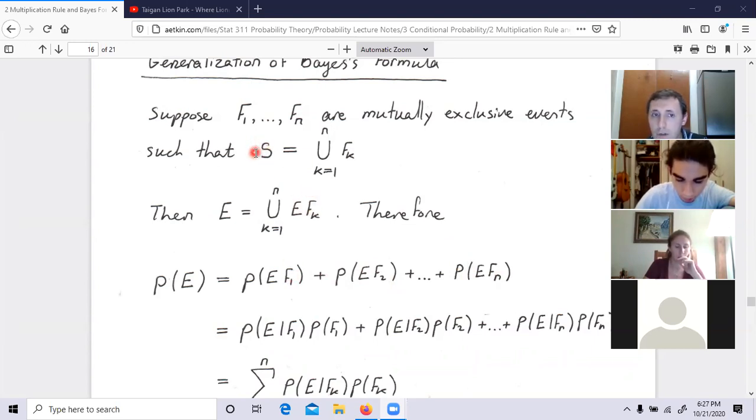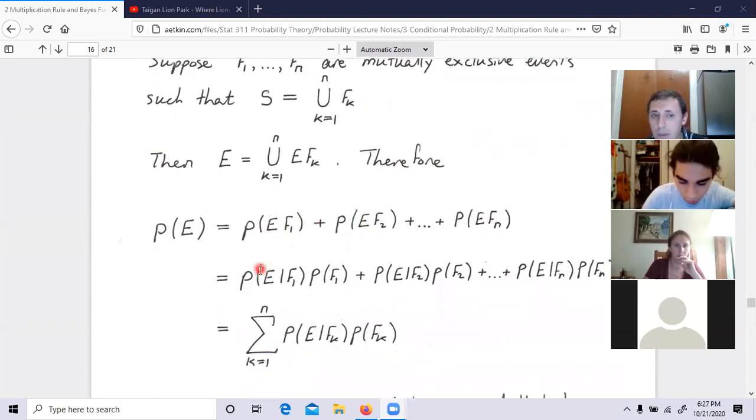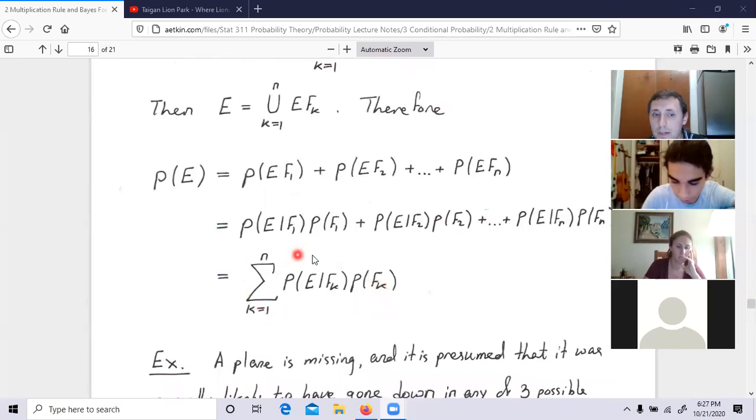It's just the intersection of E with S, then I can distribute E through the union, right? And then I take the probability, which is additive. So I have this thing, and then I can condition, right? So I can condition: what's the probability of E given F1, times the probability of F1, plus the probability of E given F2, times the probability of F2, and onwards. And in simple form, it's written as the summation here. Okay.